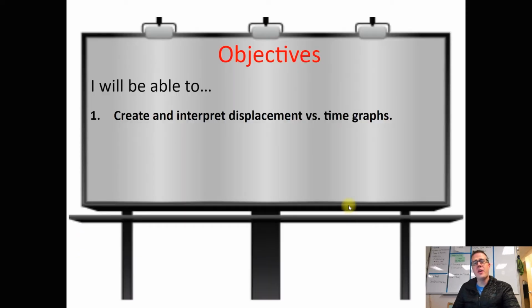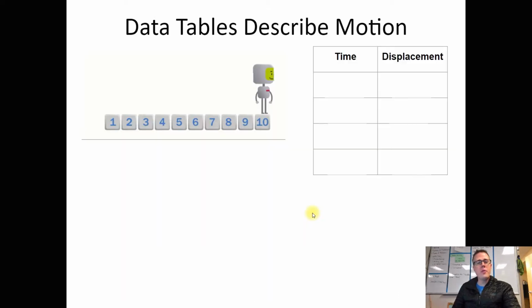The objective looks like this. Your job for this lesson is to be able to create and interpret one of these graphs. The place where we have to start is with a data table. So every good graph has data that makes it, and this is no exception.